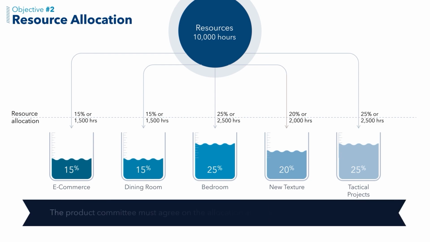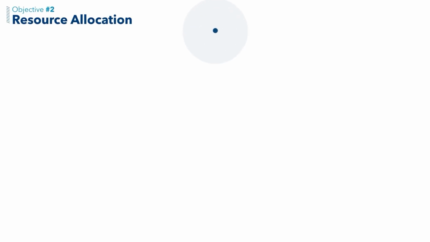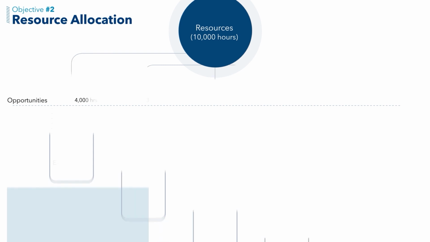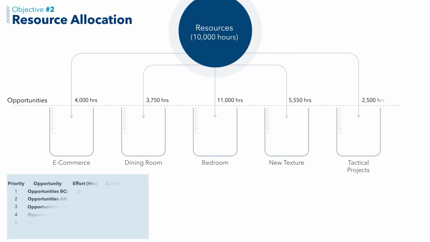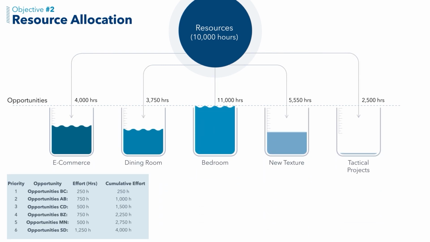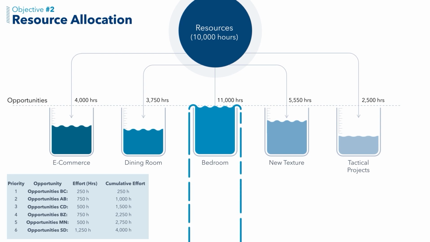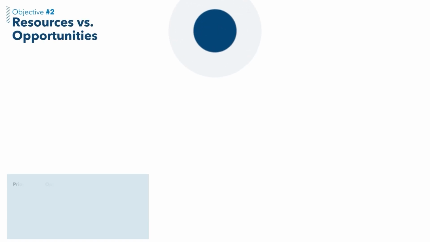The product committee must agree on resource allocation for each strategic arena, thus deciding which strategic arena should be prioritized. Then the team evaluated the required effort to tackle all the opportunities in each strategic arena independently, leading to the cumulative effort needed to tackle the whole portfolio. Notice that there are way too many opportunities in the bedroom area, considering the total resources pool. Then the tough part begins.